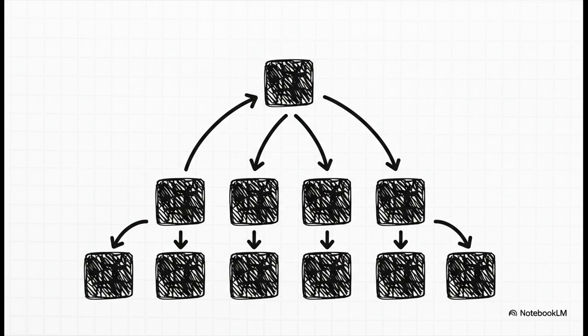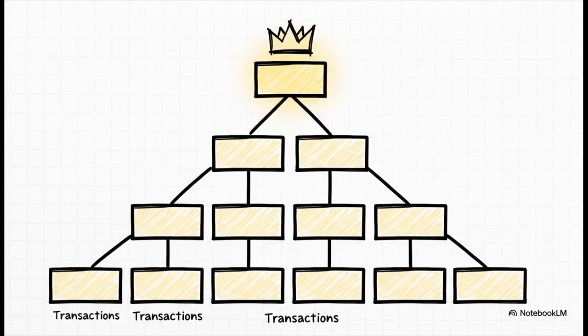And we just repeat that for all the pairs, right across the entire layer. We just keep doing that. Pair them up, hash them, move up the tree, level by level, and eventually we're left with just one hash. One single hash sitting at the very top. This, my friends, is the Merkle root. It's the ultimate fingerprint that represents every single transaction below it.